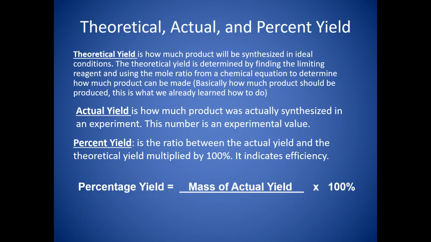So just so you have a formula to write down, percent yield equals the mass of the actual yield divided by the mass of the theoretical yield, and we multiply the whole thing by 100 to get a percentage. Once again, we want it to be as close to 100% as possible. But like all good scientists, we will never fake our data to get a good percent yield. We always have to report our results exactly how they happen.